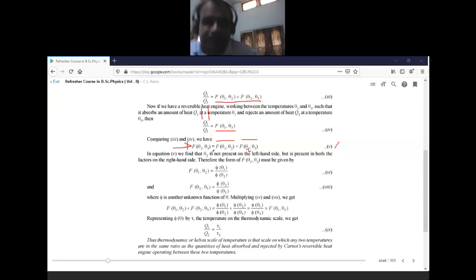If the quantity theta 2 is vanishing in the final multiplication, therefore f theta 1 theta 2 can be written as a quantity where the denominator is a function of theta 2, whereas the second quantity f theta 2 theta 3 can be written in a way where the numerator is a function of theta 2. Okay, have you understood this?